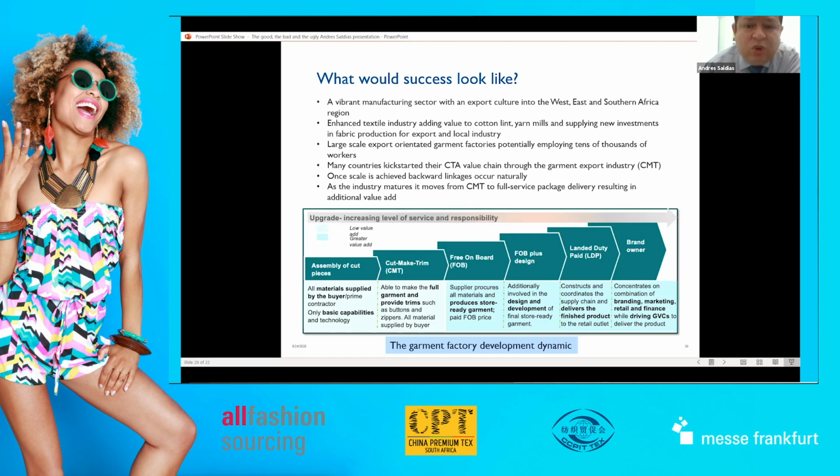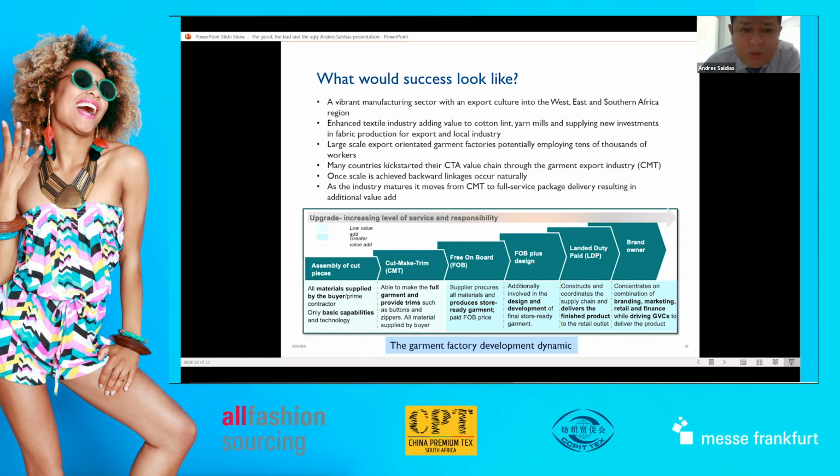And finally, what will success look like, from my perspective? A vibrant manufacturing sector with an export culture into West, East, and Southern Africa. An enhanced textile industry, adding value to cotton lint, yarn mills, and supplying investment in fabric production for export and local industry. Of course, installing just a knitting factory requires about $15 million, and installing a CMT factory you can do with $250,000. So there's a big difference in investment terms and amount of resources. But yet, I believe Africa should look into that concept.